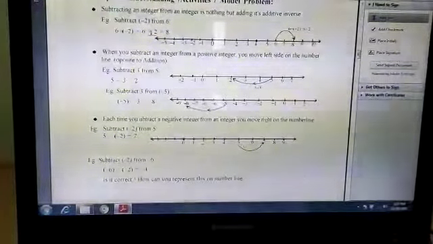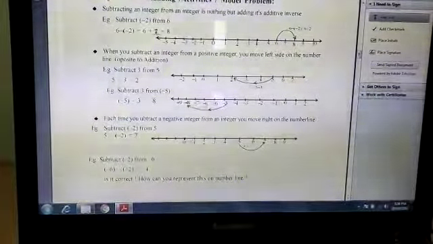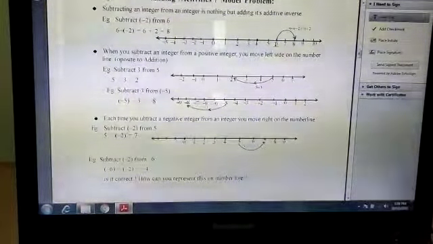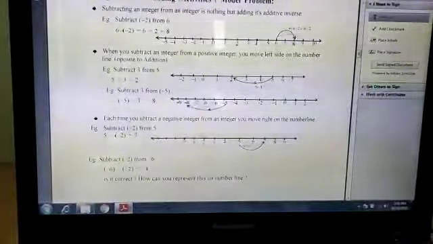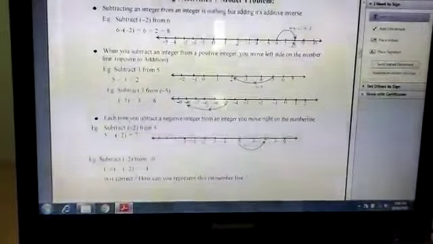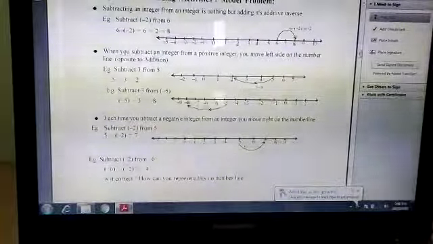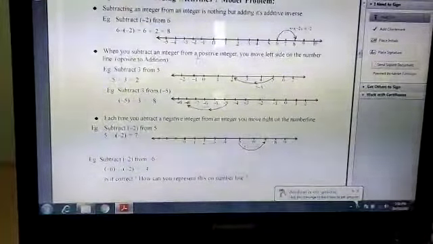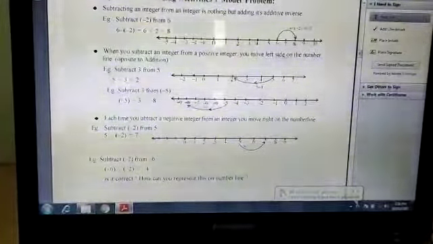So you have to add 6 and 2. Now you know how to add 6 and 2 on the number line. From 6 you have to move 2 steps to the right side, and you will get the answer. Similarly, when you subtract an integer from a positive integer, you move left side on the number line.